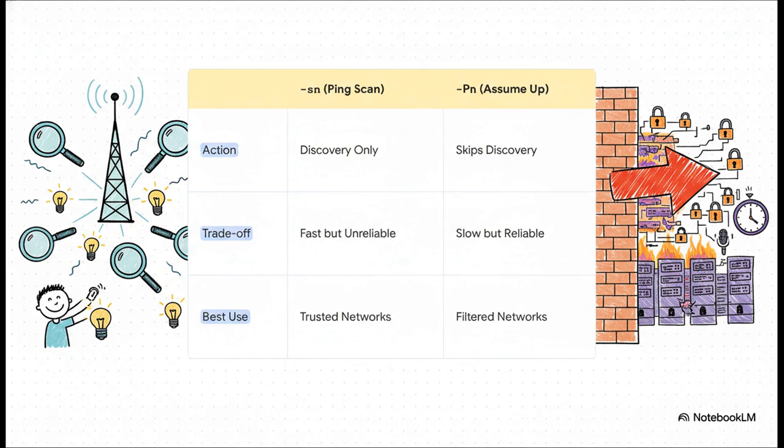Over on one side, you've got -sn. Think of this as a discovery-only scan. It basically just shouts who's alive out there, but it doesn't bother doing a port scan. It is fantastic for a quick head count on a network where you're pretty sure your probes will get through.